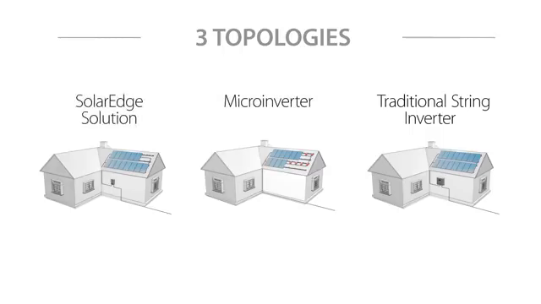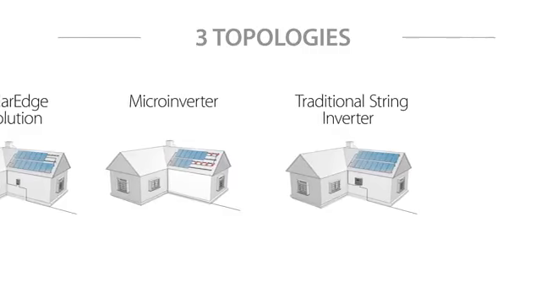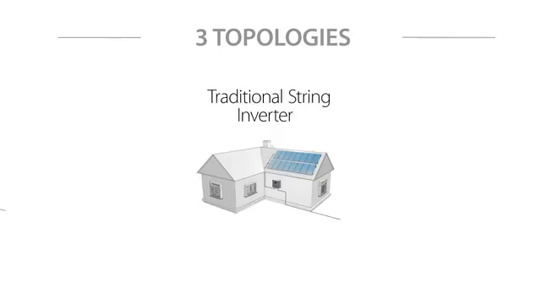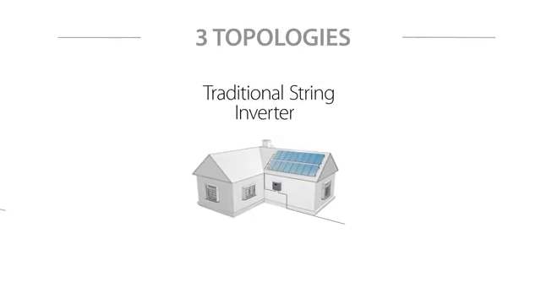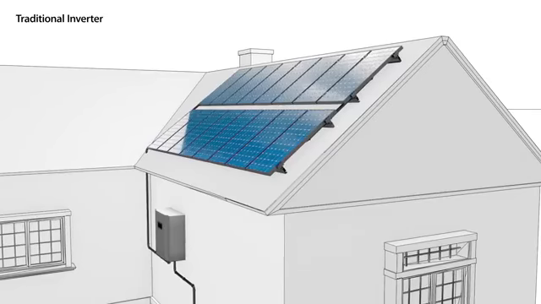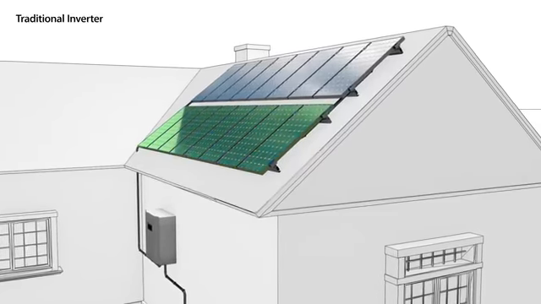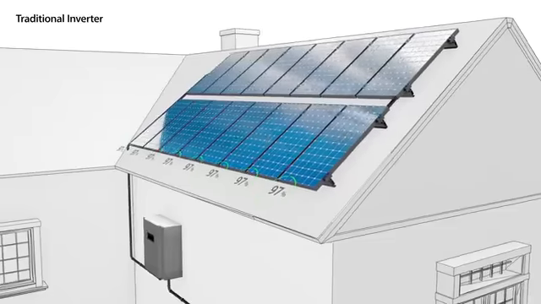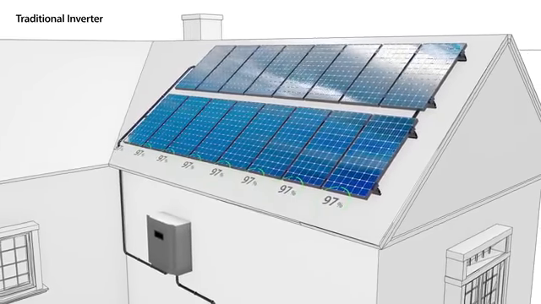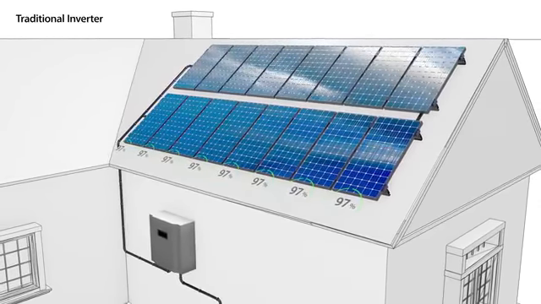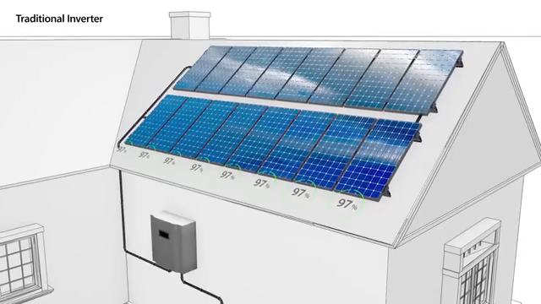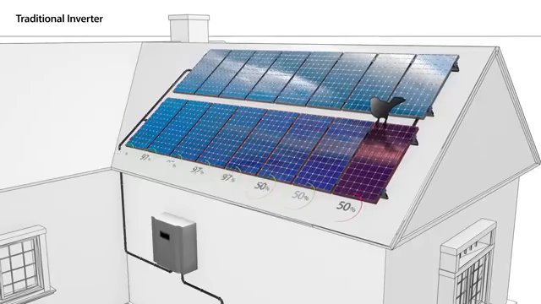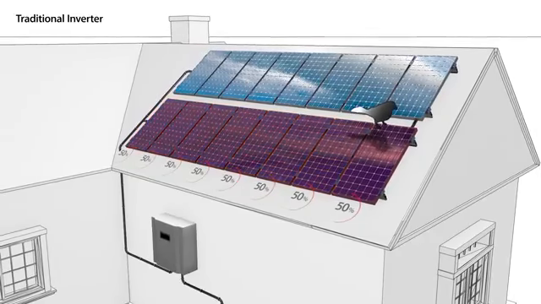SolarEdge solution. The traditional string inverter topology, which is still used in the vast majority of all installations, has a number of significant drawbacks. In traditional systems, panels are wired in series as a string. Since each panel has a unique power production profile, which is a function of differences in manufacturing variances, installation parameters, and shading patterns, the entire system's output is limited.